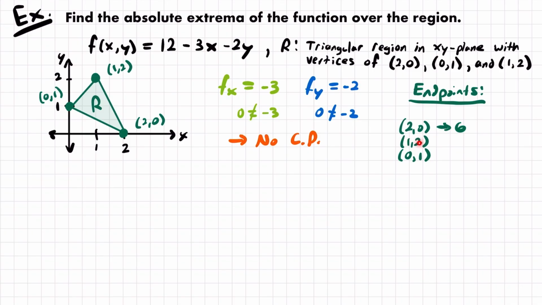If x is 1 and y is 2, plugging those values in, you'll get z equals 5. And then for x equals 0 and y equals 1, plugging those into the function will give you an output of 10. And so that's it for the endpoints. We now have all their z values for considering absolute extrema, but we can't quite make any conclusions yet because we still have to consider any potential critical points along the boundaries. And so that's what we're going to do next.